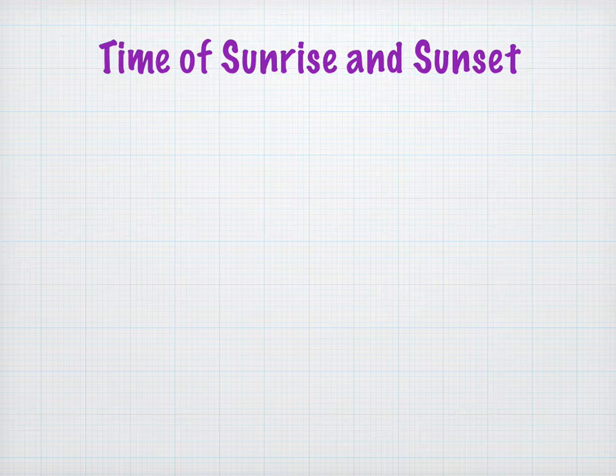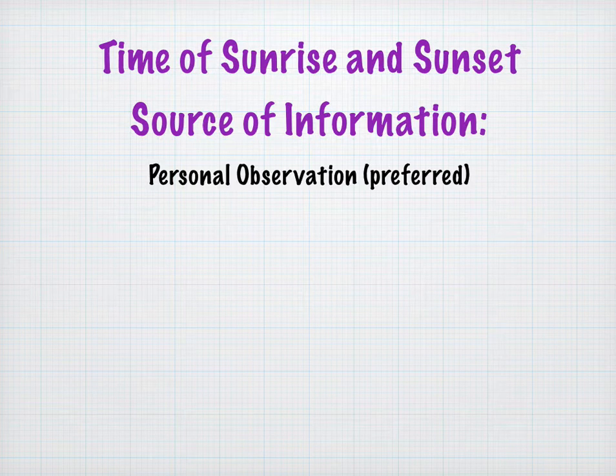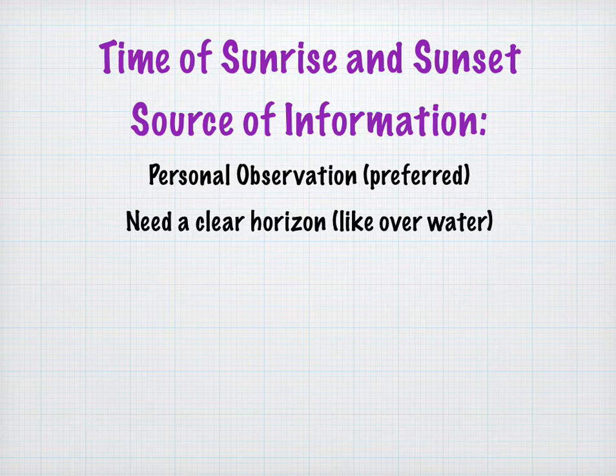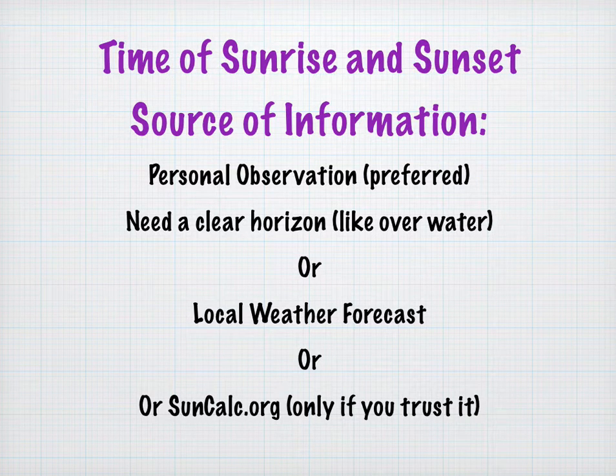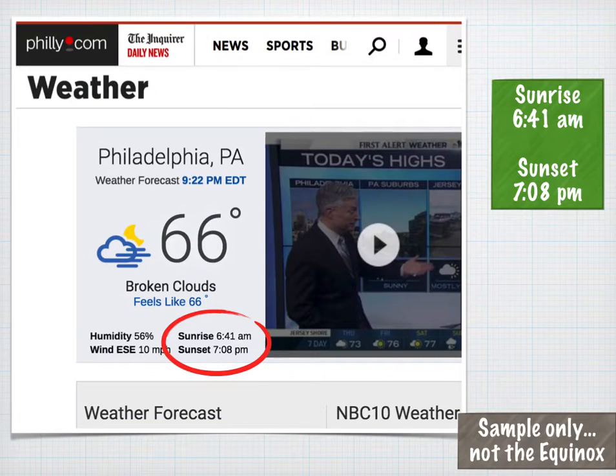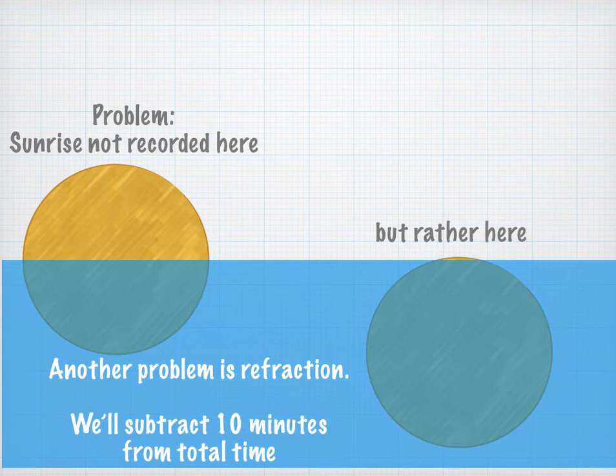So how do you get the time of sunrise and sunset? There's several sources of information. One of them is by personal observations. This is the preferred method, but you do need a clear horizon, like over water. Or you can get it from the local weather forecast, or you can get it from a website, such as suncalc.org. Here's an example of a local website showing the weather page, and it shows sunrise and sunset right there. Now this was not from the equinox, this is just a sample page.